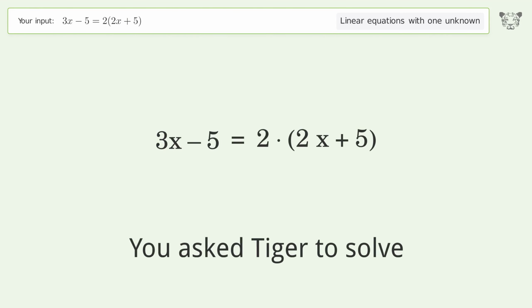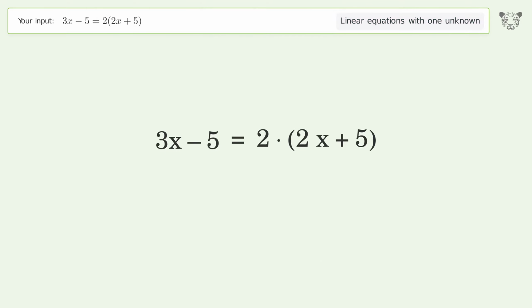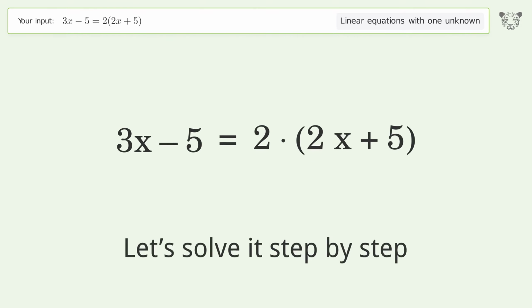You ask Tiger to solve this. This deals with linear equations with one unknown. The final result is x equals -15. Let's solve it step by step.